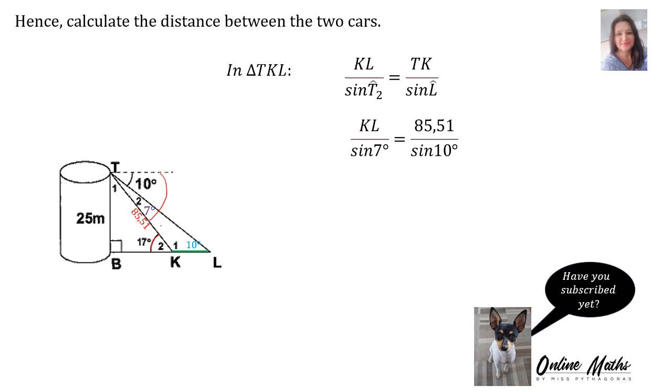In go the values. KL over sin 7 is equal to TK, which is 85.51, over sin 10. Oh, that's L, yes, sin 10. I beg your pardon. And then KL, when you make it the subject of the formula, you end with 85.51 times sin 7 over sin 10. And the answer, KL, is 60.01 meters. That's the distance between the two cars.